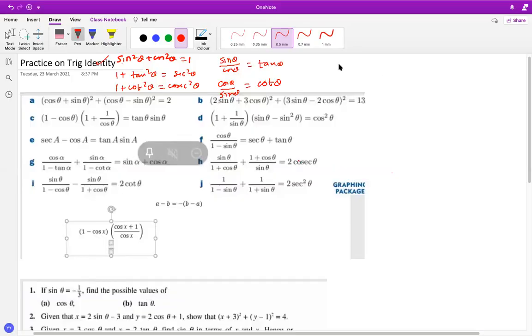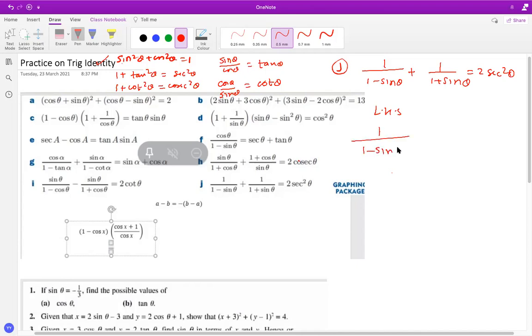So I'm just taking the j part now for the explanation. Let's first take the left hand side, which is 1/(1 - sin θ) + 1/(1 + sin θ). And we have to prove that this equals 2 sec²θ. So take the LCM of the left hand side first, 1 over 1 - sin θ plus 1 over 1 + sin θ.